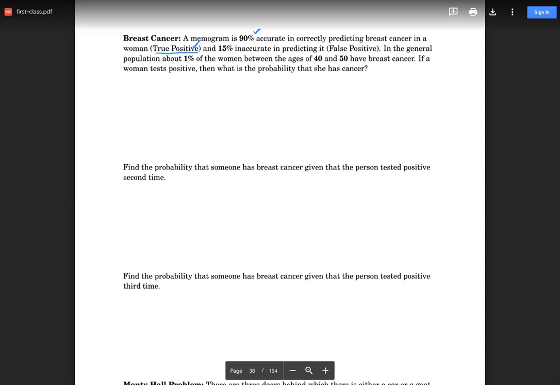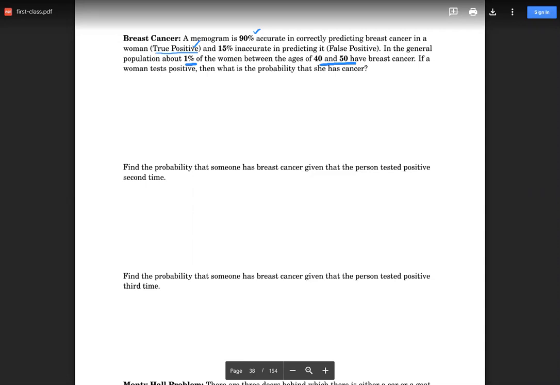In the general population, 1% of the women between the ages of 40 and 50 have breast cancer. If a woman tests positive, then what is the probability that she has breast cancer? Again, in layman's terms, you don't care about the math, really. What do you care about? A woman went for testing, she tested positive. She would like to know, does she have breast cancer or is it a false positive?